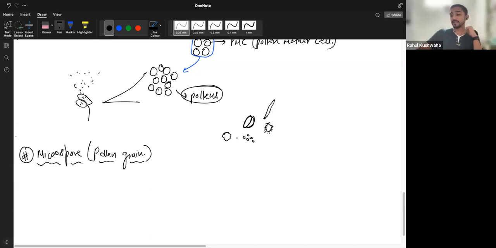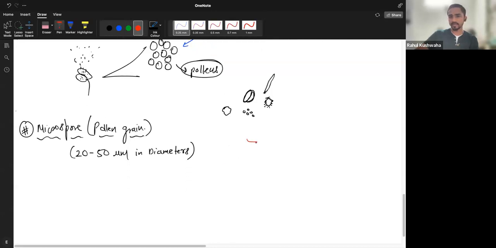But the common thing in every microspore is that there is a range of their size. Somewhere around 20 to 50, 60 micrometers in diameter are most of the pollen grains. Now, I'm not including exceptions. The smallest and the biggest might be out of this range, but in general, I'm saying. And the most important thing is that it has an outer layer.